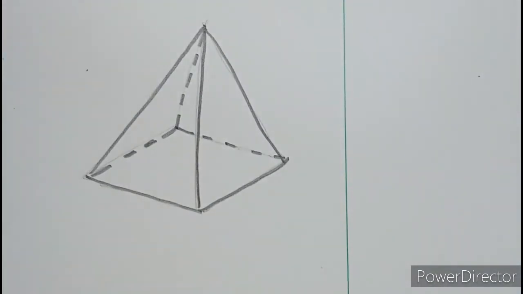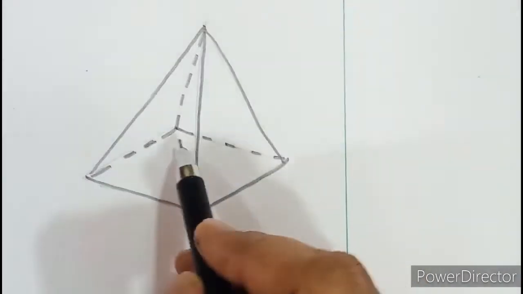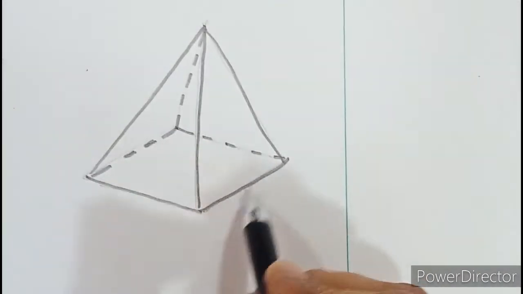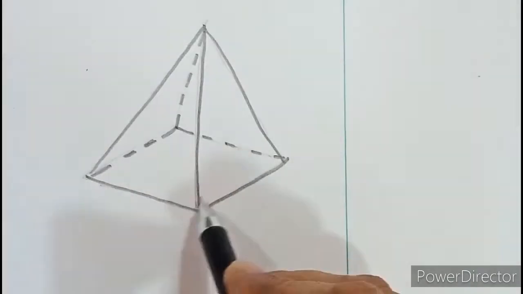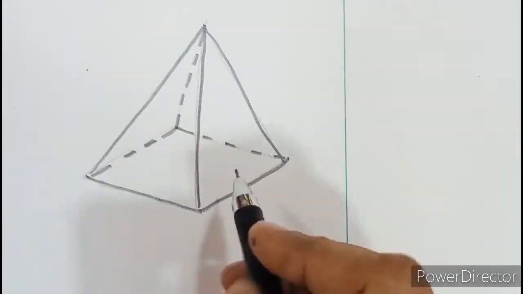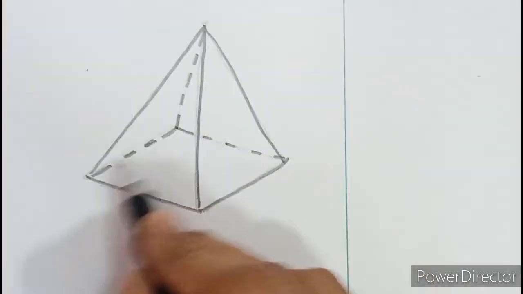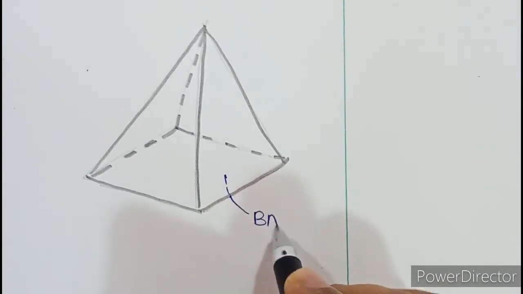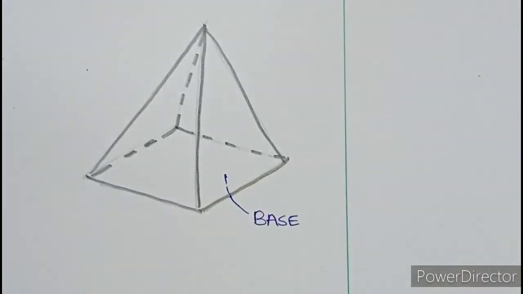Now we are supposed to study the various terms used in this. A pyramid is identified by its base. If the base is a square, it is called a square pyramid. If the base is a pentagon, pentagonal pyramid. If it is a hexagon, hexagonal pyramid. The bottom surface, the base, is a surface. So this is the base of the pyramid. You should know these terms by heart.